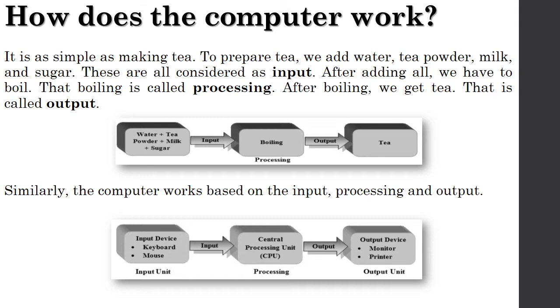Similarly, the computer works based on input, processing and output. The computer takes input from the user through input devices such as keyboard and mouse, and then it starts processing in the CPU, that is the central processing unit, and you get the results, that is the output, through output devices like monitor, printer, speakers, etc.